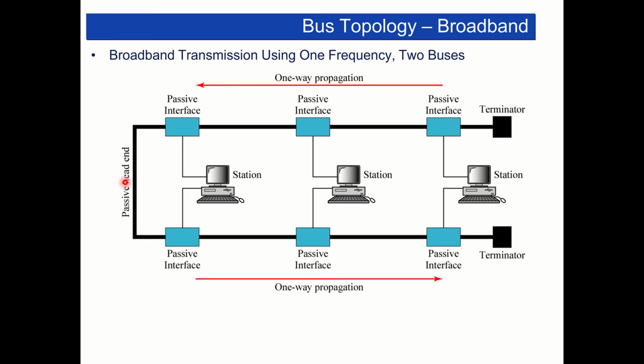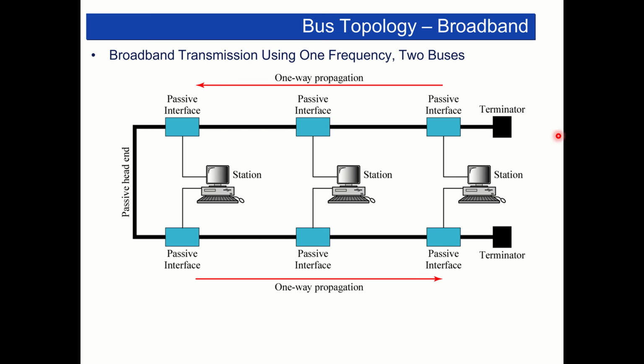So here, two separate buses are used for communication. One-way propagation occurs in each bus. One bus is dedicated to transmitting data in one direction, while the other bus handles the opposite direction. Here we have the passive head end, which is used for signal distribution. The system relies on a single frequency, but the dual bus configuration ensures unidirectional communication on each bus, providing clear data flow without interference.